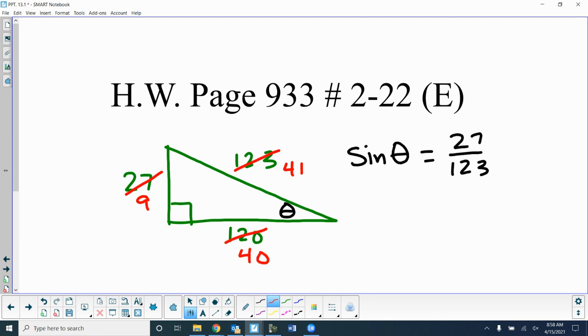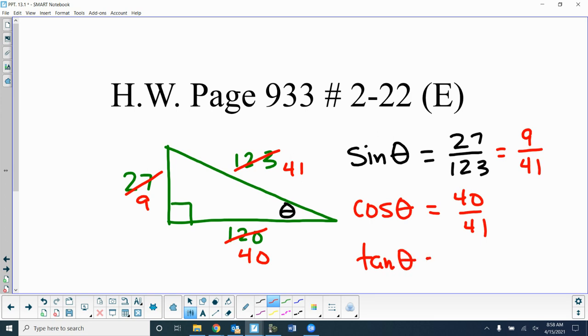Okay, so this answer would reduce if I divide by 3, 9 over 41. I like to do it beforehand, especially when I've got those bigger numbers. So Andrew, what's cosine of theta? Right, which reduces to? Good, 40 over 41. And tangent, finish it up, Andrew, good job.